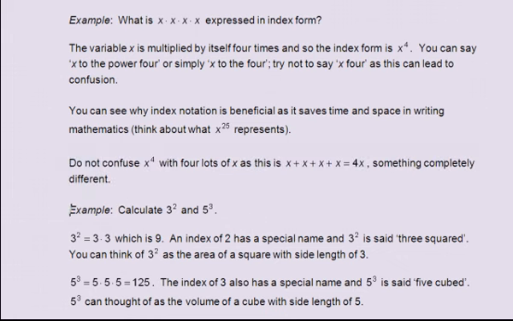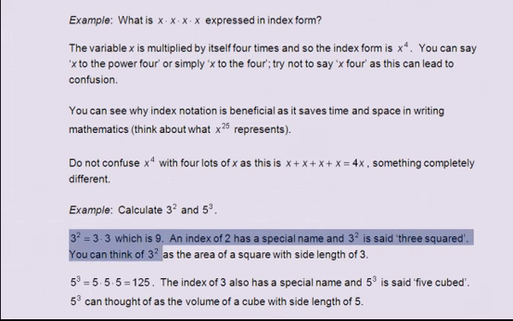Let's look at a numerical example. Calculate 3 to the power 2 and 5 to the power 3. 3 to the power 2 equals 3 times 3, which is 9. An index of 2 has a special name, and 3 to the power 2 is said 3 squared. You can think of 3 squared as the area of a square with a side length of 3.